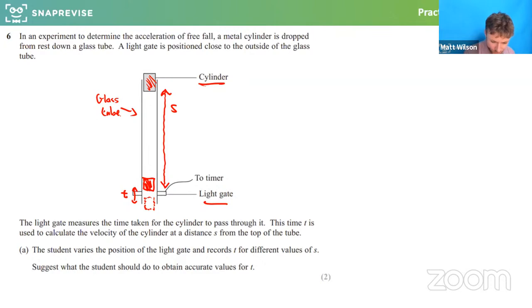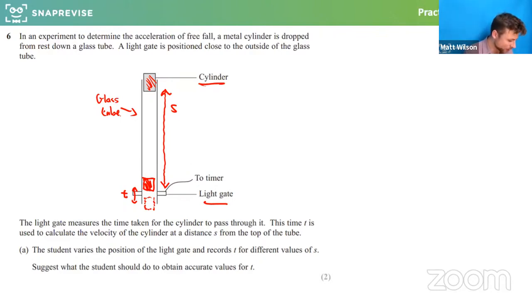The student varies the position of the light gate and records t for different values of s. So you move the light gate further down, the time it takes for the block to go through will be different. Suggest what the student should do to obtain accurate values for t. There are many, many reasonable answers here. I'll just put in a couple to give you an idea.